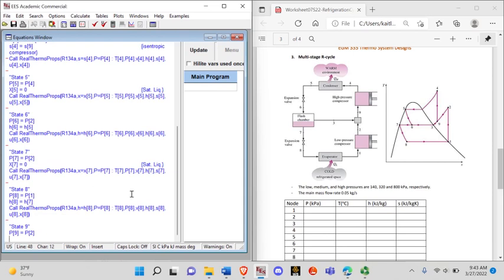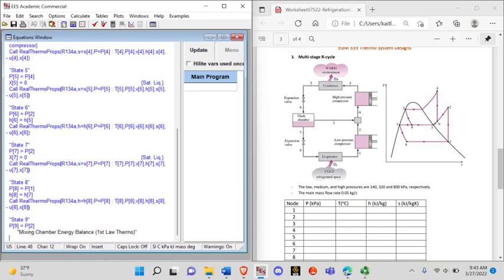So if we do a mixing chamber energy balance based on the first law of thermodynamics, we know that m dot 2 times H2 plus m dot 3 times H3 equals, so this is energy in equals energy out, so state 2 and 3 energy in is going to equal state 9 energy out, so m dot 9 times H9.